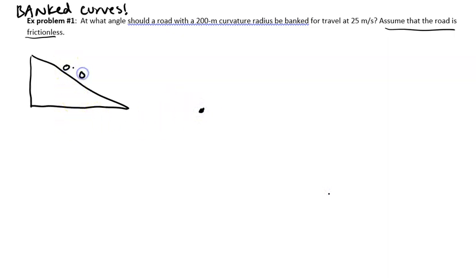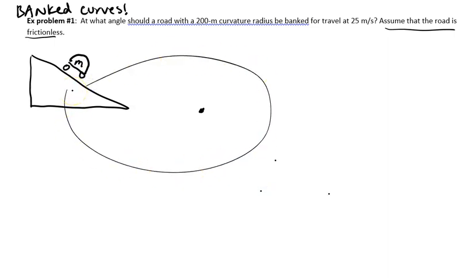We have a little car, which they don't give us a mass for, so let's just call it m. It's moving in a circle like that all the way around. This banked part is just continuously going around. Okay, so we know the radius is going to be 200 meters, and the car is moving at 25 meters per second. I'll put that up here: velocity is 25 meters per second.